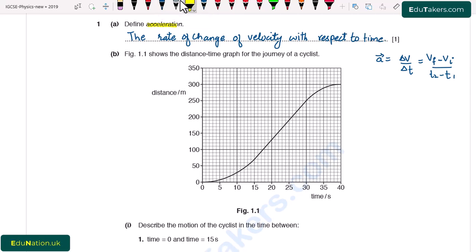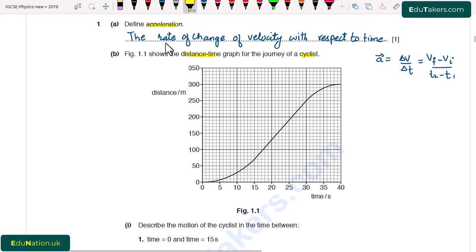Part B. Figure 1.1 shows the distance-time graph for the journey of a cyclist. So it's a distance-time graph that is shown in figure 1.1. We can see here that the distance is taken in meters along the y-axis, while the time is taken in seconds along the x-axis. And there is a curve that shows the journey of the cyclist.